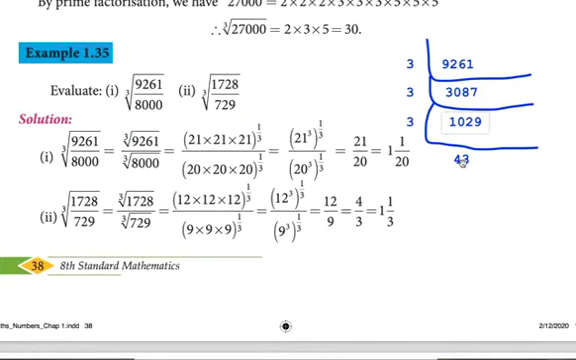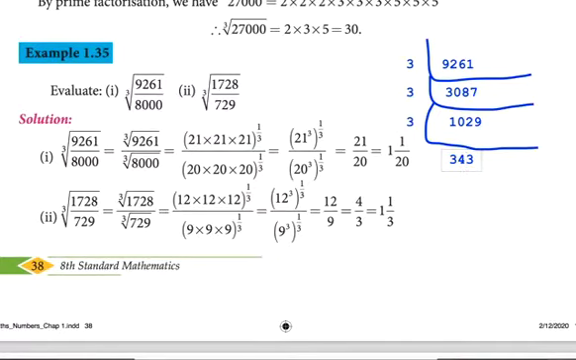1029. So 3 3s, 3 4s are 12, 343. So will 343 go by 3 again? No, it won't. Why? The sum is 10. 10 will not go by 3, so this will not go by 3.